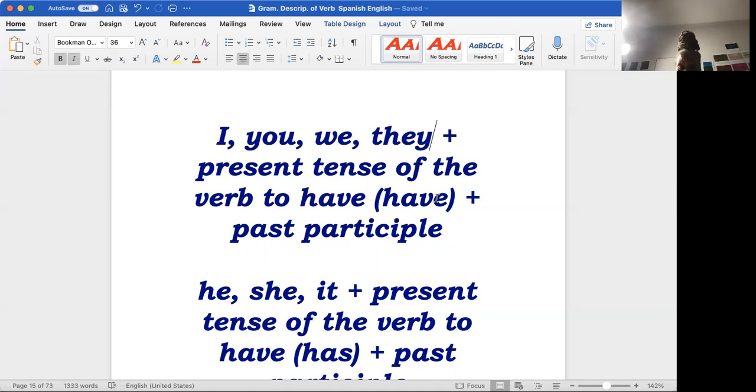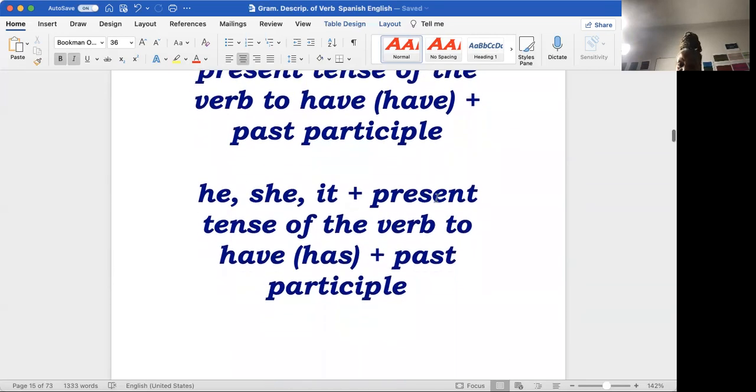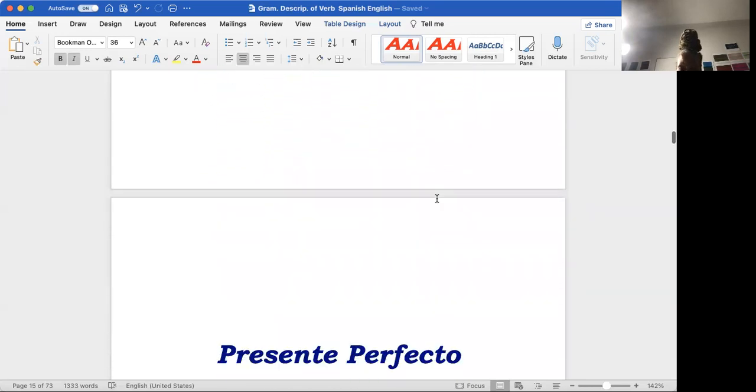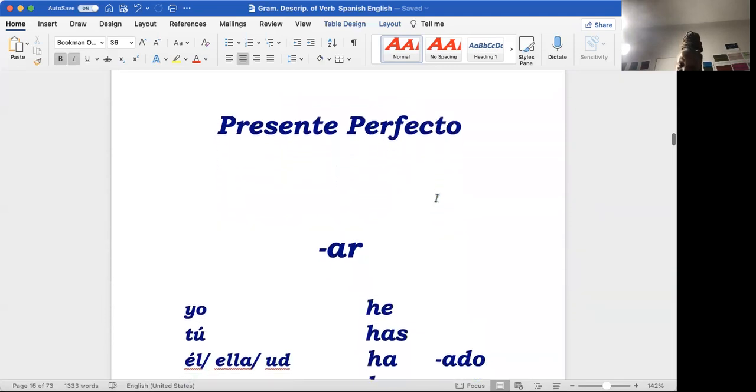For English. Now let's look at it for Spanish. First, you have to take into consideration the endings. For the AR verb, the have or the has is translated into. So when you're talking about the perfect tense, you're talking about the verb haber, haber. And it's almost like English. It's haber.